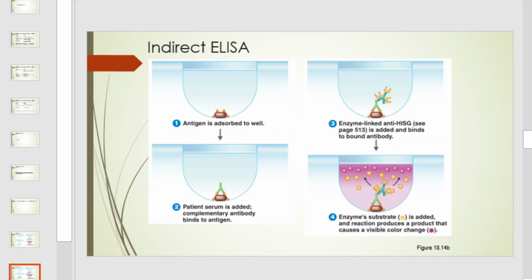In indirect ELISA, again, an antigen is absorbed or delivered to a well. Patient serum is added. Complementary antibody will bind to the antigen. Enzyme-linked anti-human IgG is added and binds to the bound antibody. The enzyme's substrate is added, and again, a reaction produces a product that causes a visible color change.